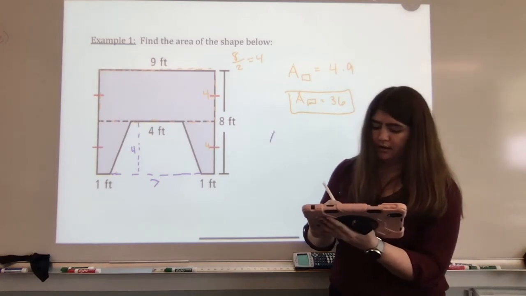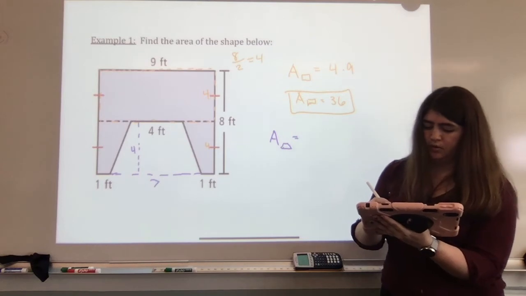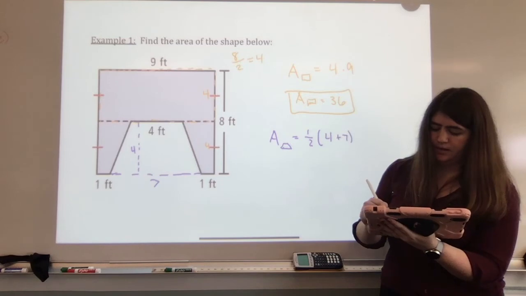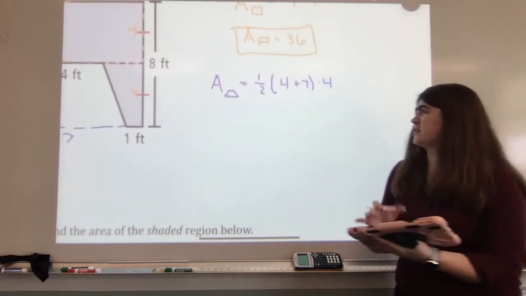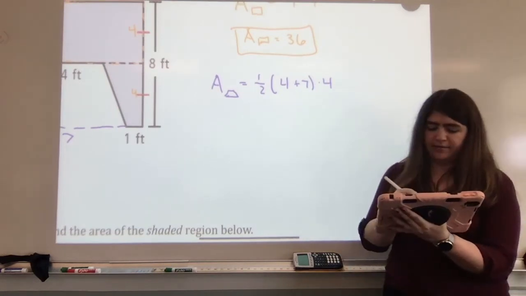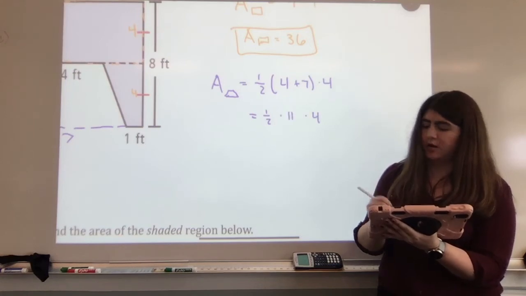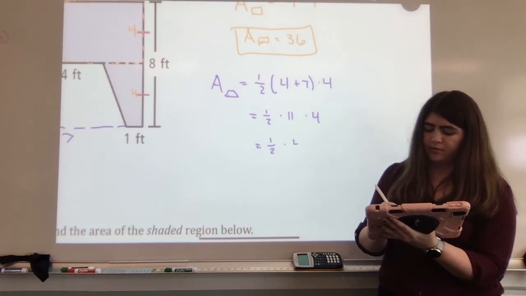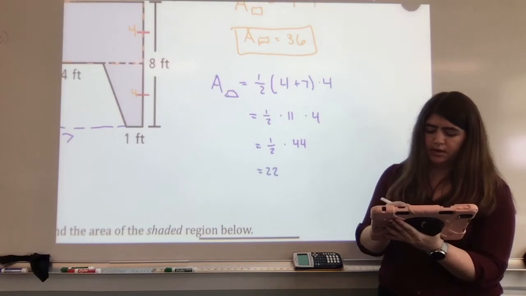So the area of my trapezoid is equal to 1/2 the sum of the bases, so that's 4 plus 7, times the height, which is 4. I'm going to simplify this down. 4 plus 7 is 11. So I have 1/2 times 11 times 4. 11 times 4 is 44, so I have 1/2 times 44. Half of 44 is 22. So that's the area of my cutout trapezoid.